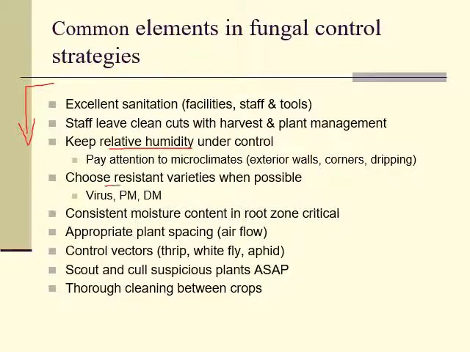Choose resistant varieties. Oh yeah, and I did mention this, right? Microclimates, exterior walls, corners, anything dripping, all those things, really important. Sorry, back to this one. So choosing resistant varieties when possible, absolutely. We're looking at both virus, powdery mildew, and downy mildew resistance in our varieties. Consistent moisture control in the root zone, right? That means how are you irrigating? Are you letting it dry out increasingly and then giving it lots of water, or are you being subtle? So it's important to make sure that our root zones are not experiencing massive yo-yos.